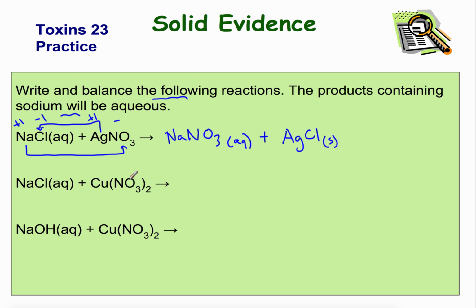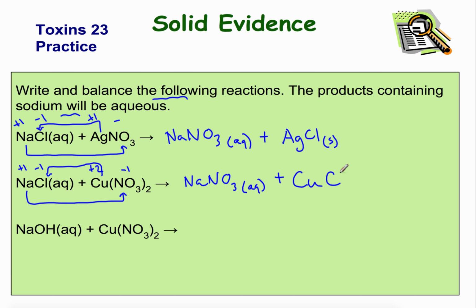We just know that this is the solid because I said up here the products containing sodium in this case will be aqueous. So down here we've got a little bit of a different story, because the sodium is still +1, chloride is still -1, but over here the nitrate is -1, and there are two of them. So that means the copper has to be a +2 charge. So let's swap cations and anions. This goes over here, this goes over here. And you'll notice that we have NaNO3 as one of the compounds produced. And the other compound is between the copper and the chloride. But notice, +2 and -1. So we need CuCl2. This is going to be our solid.